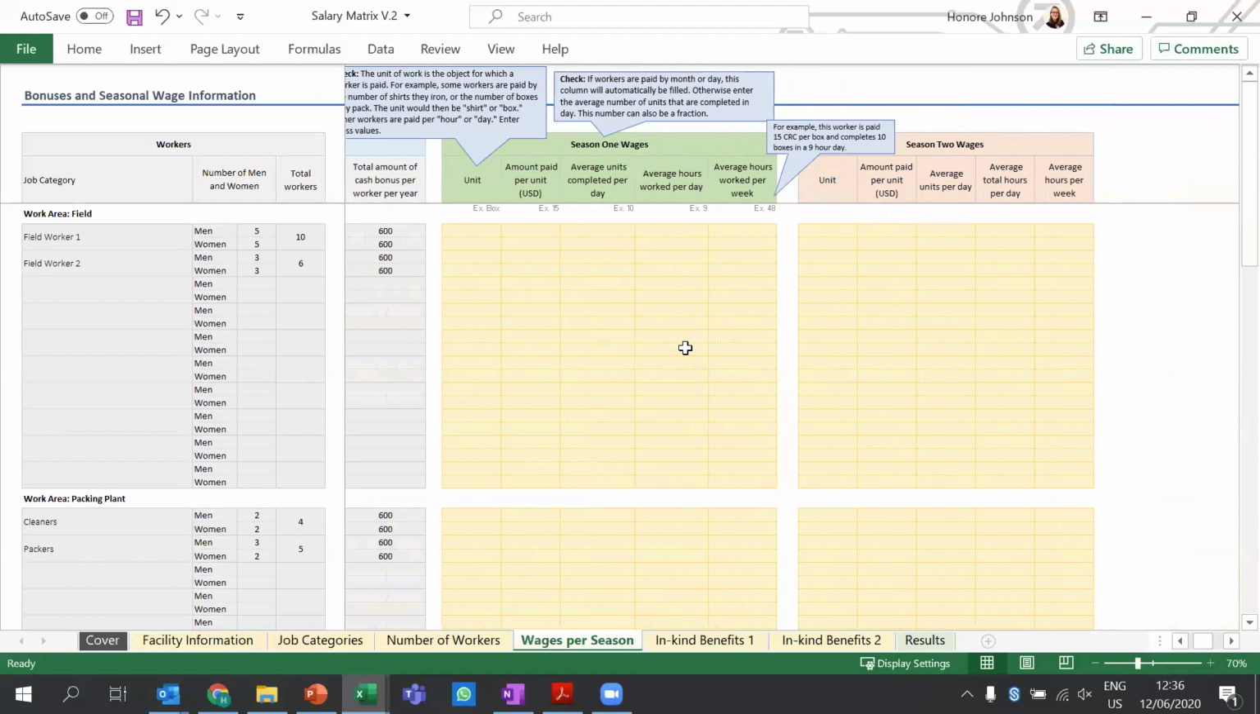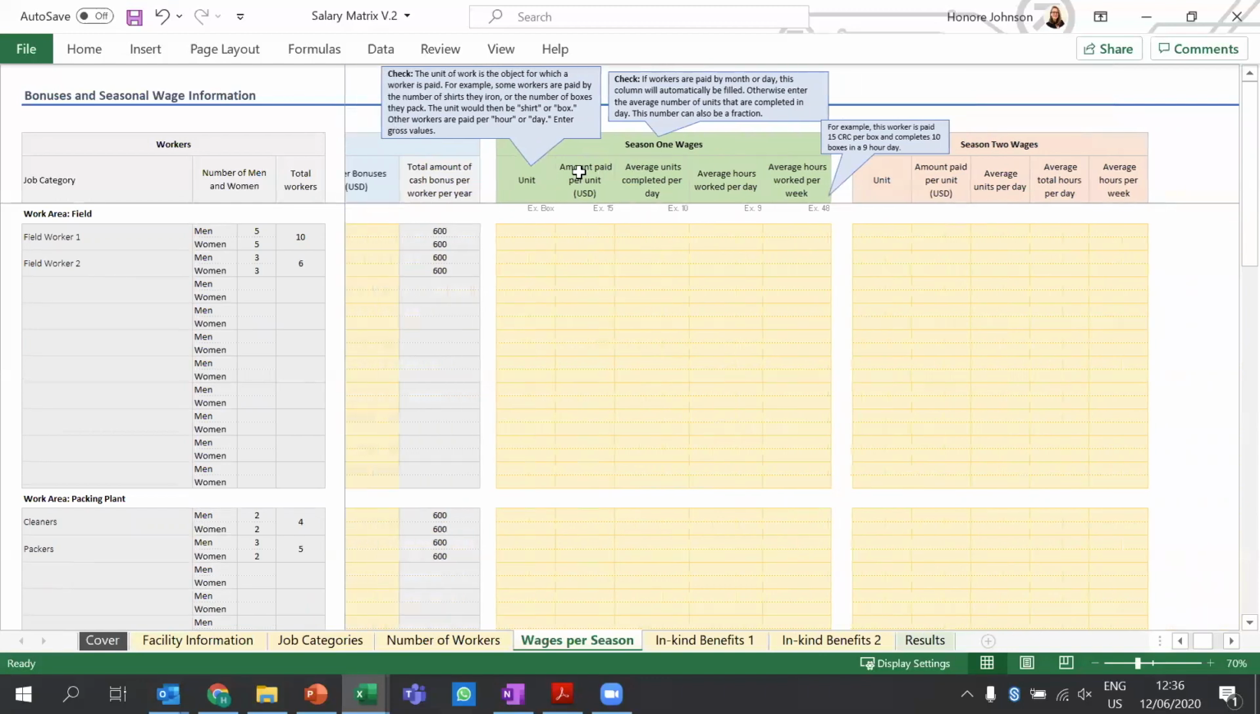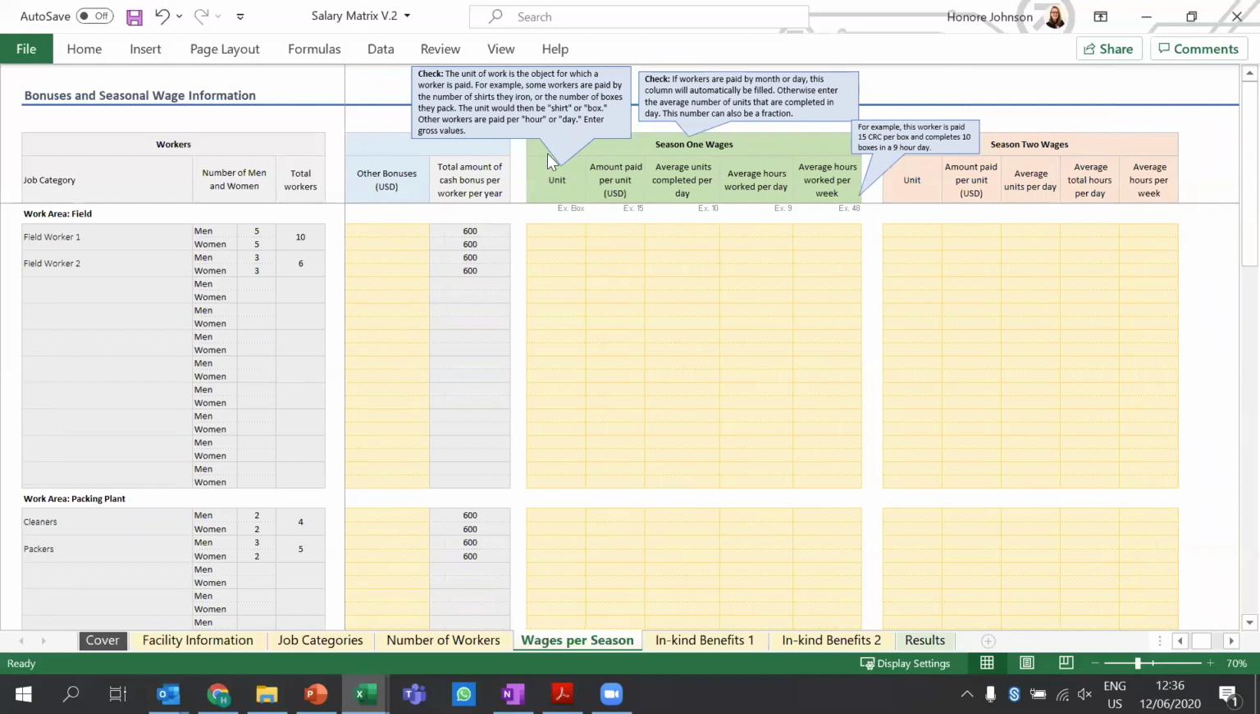In the season 1 wages, in the green category, you will see a number of columns. Unit is the first column. The unit of work is the object for which a worker is paid. For example, some workers are paid by number of shirts they iron or number of boxes of bananas that they pack. In this case, the unit would be either shirt or box. So in this case, we can write box. Other workers may be paid by hour or day. You can enter the word hour or day here without disrupting formulas.